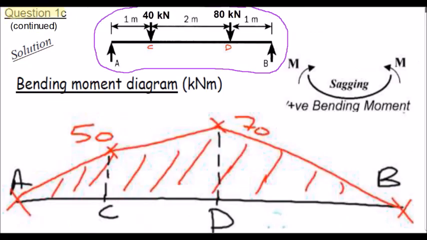Question 1C, solution continued. And here's the sketch of the bending moment diagram for question 1C. Again, we join the points on the bending moment diagram using linear lines. They may not look quite linear here, but they're supposed to be linear on my sketch. Again, add in the unit used for the bending moments and the positive notation used.